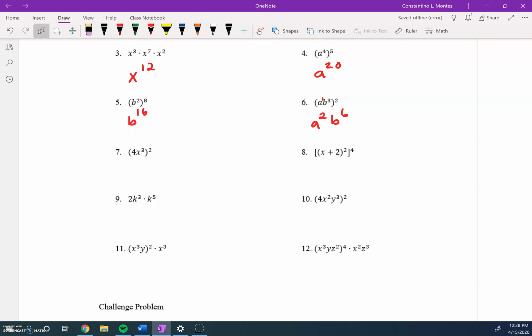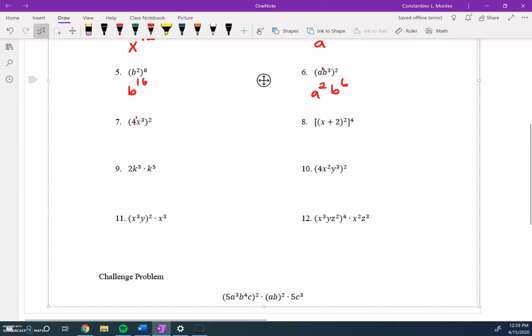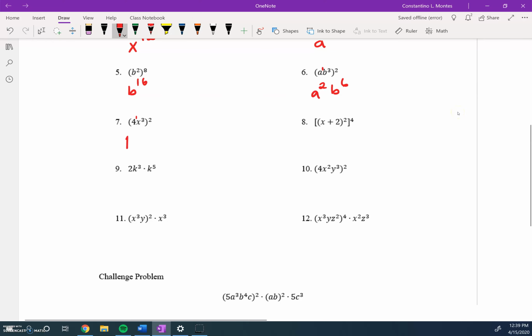And moving on, number 7. Again, we have 2 bases. 4 and x are our bases. The 4 has an exponent of 1, even though it doesn't show it. And then x has a power of 3. So this is 4 to the power of 1 times 2, and x to the power of 3 times 2, which would be 6. Now you can simplify this further. I can turn 4 squared into 4 times 4, which would be 16. x to the 6th. Either answer would be okay.